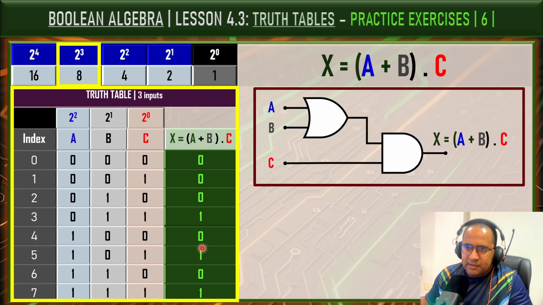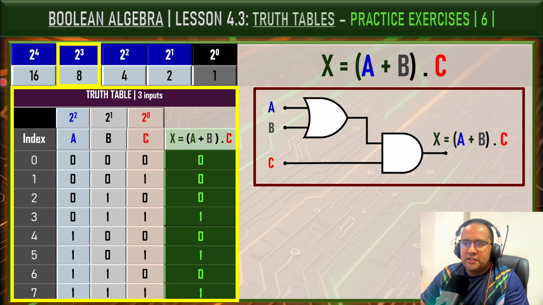Okay? Notice that we completed the entire output column by identifying only two simple patterns. First, every row where C is equal to 0 automatically produced a 0 at the output. Then for rows where C was equal to 1, we only needed to analyze the behavior of the OR gate. This type of reasoning becomes increasingly useful as logical expressions and circuits become more complex.